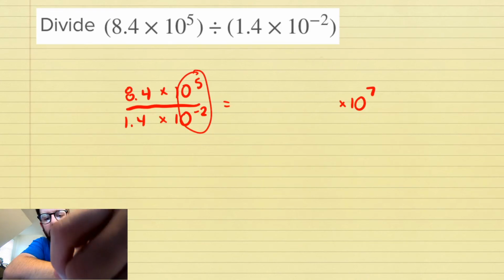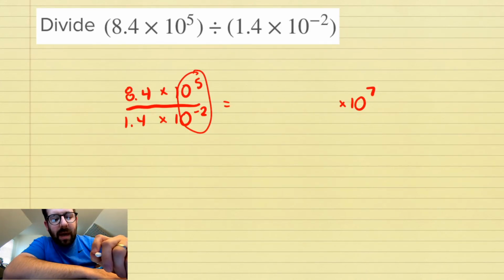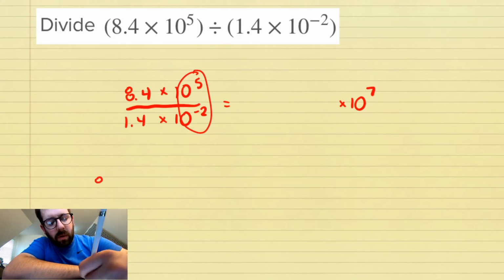So we're going to be adding those together, so we're going to get 10 to the 7th. Now, for the other numbers, 8.4 divided by 1.4.